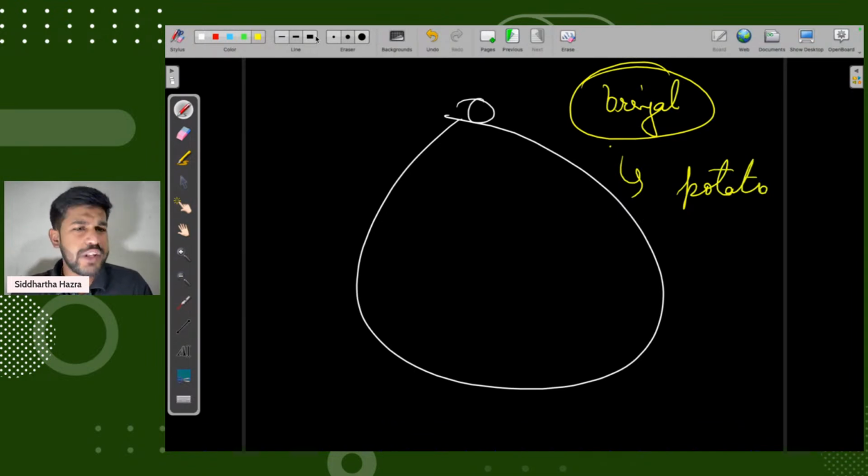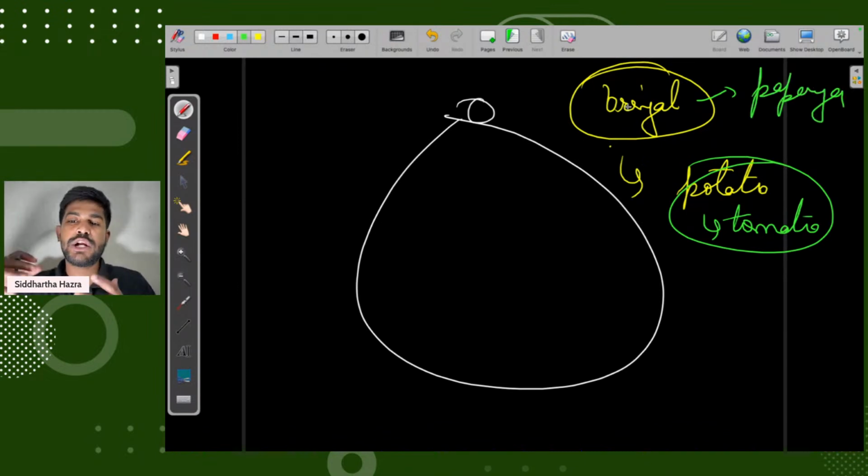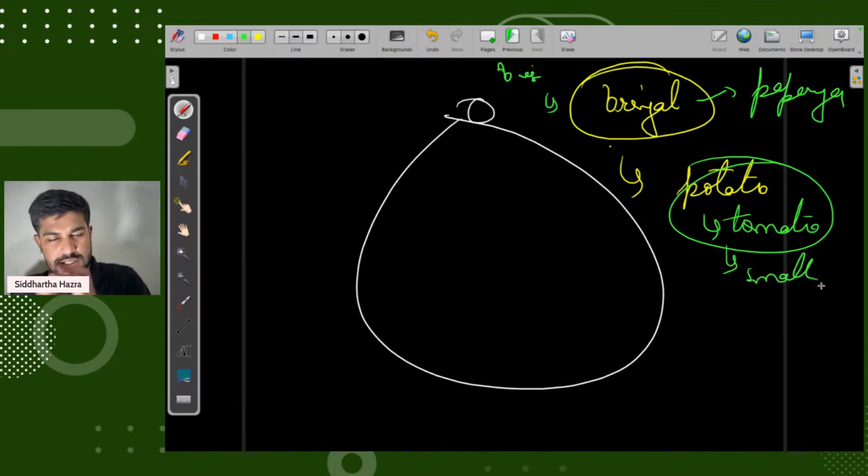Okay, and with potato we also have tomatoes, which are similar to potato. And brinjal, and any vegetables of the size of brinjal, like very big things, papaya. So we know that brinjal and papaya have a big size, and potato and tomato are a different size. So this has a big size, and this has a small size, small circle size.